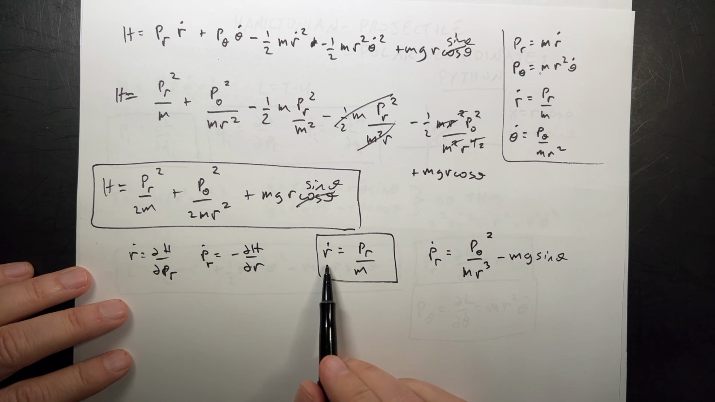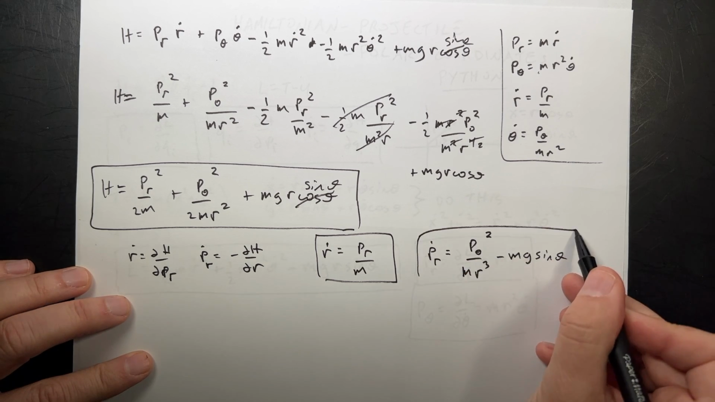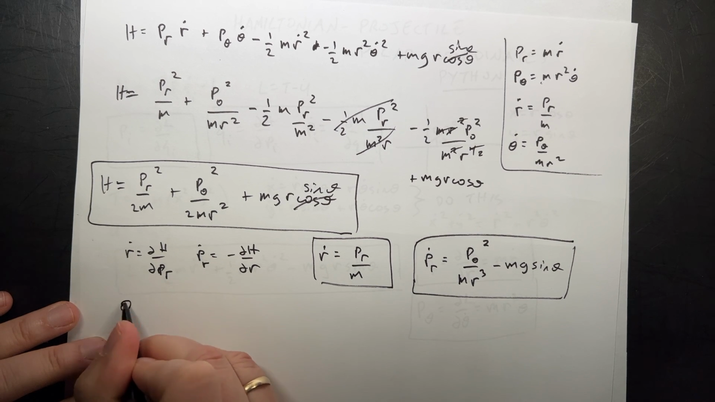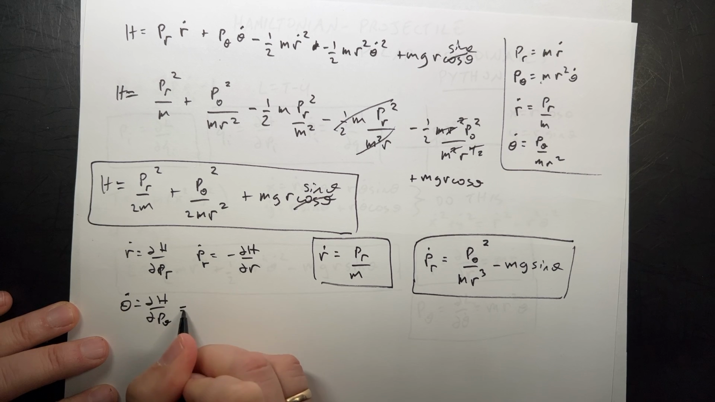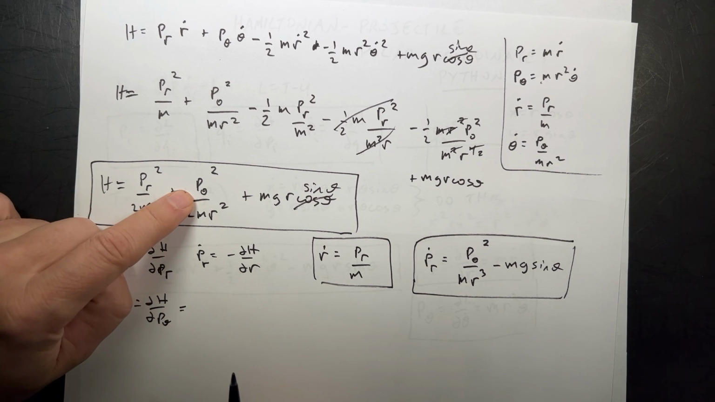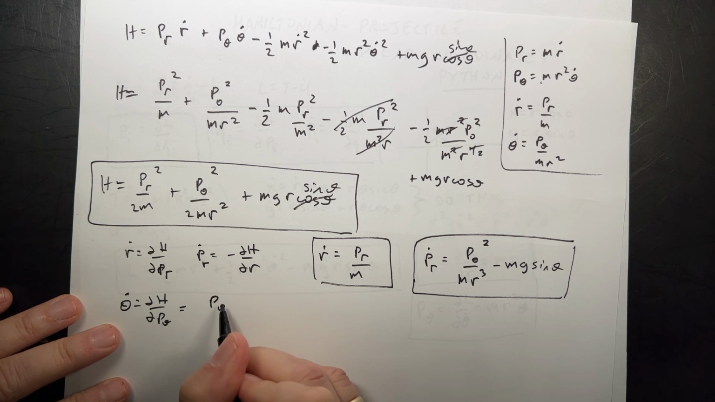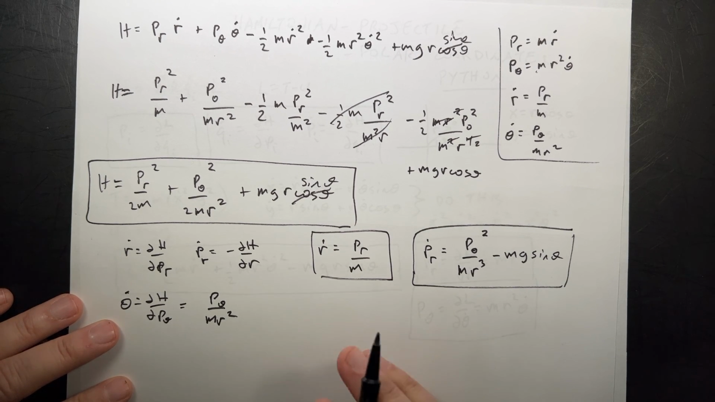Okay, so now I have r dot and pr dot. So I have two differential equations for r. Now let's do the same thing for theta. So theta dot is going to be the partial of H with respect to p theta. So p theta is right there. So I take the partial and I just get p theta over m r squared.